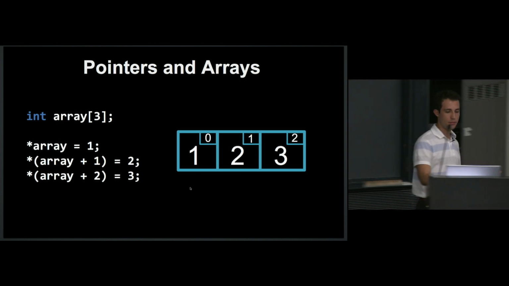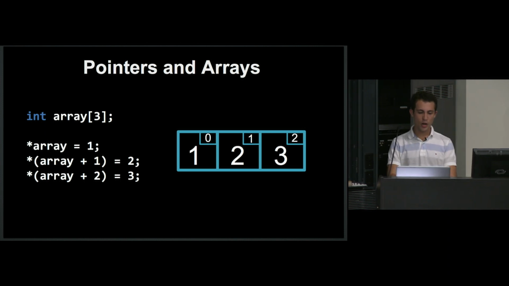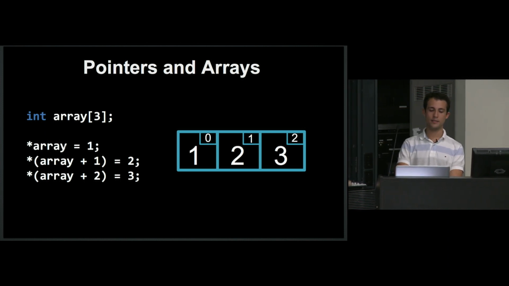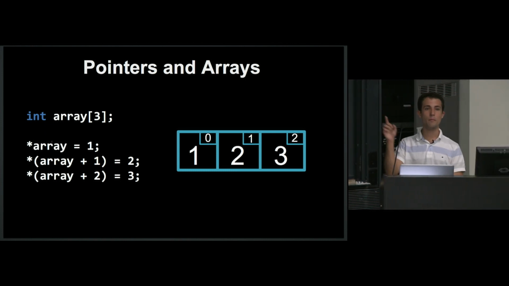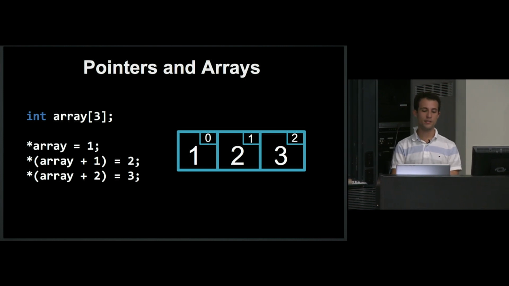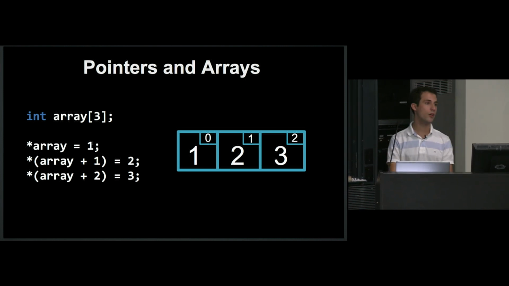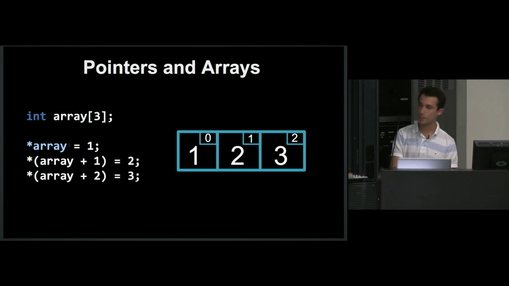So if we declare int array[3] here, we know how to access the first element using the bracket notation. If you remember the bracket notation, array[0] = 1. Well, this would be exactly the same as just go there and put 1. Okay, it's exactly the same thing. So the bracket notation here will be the same as this line.